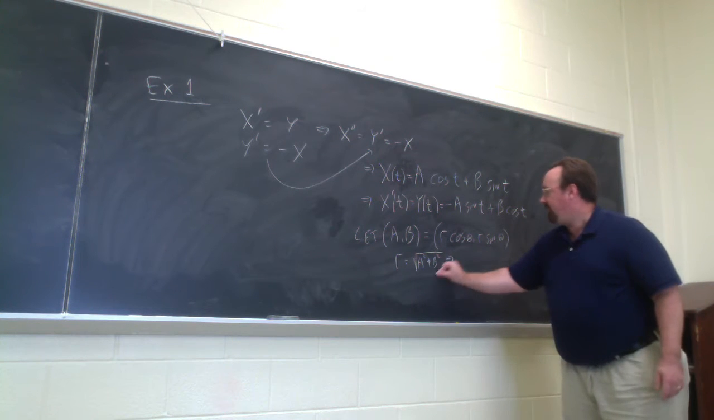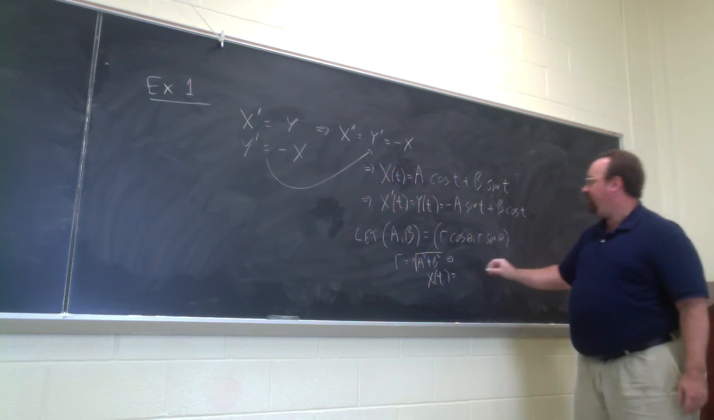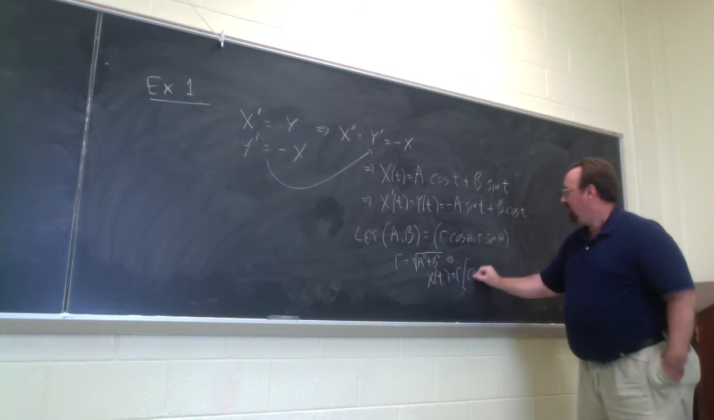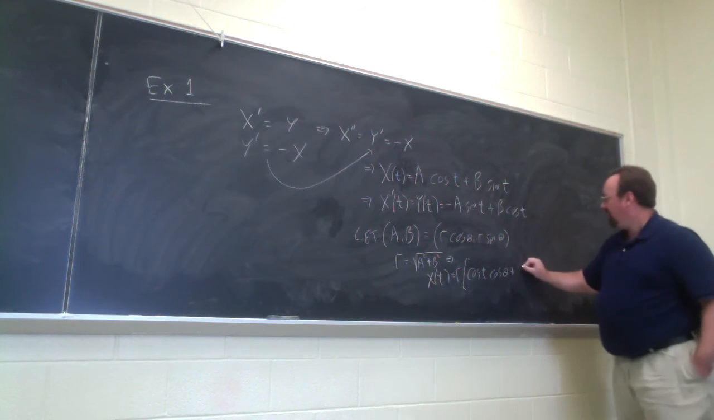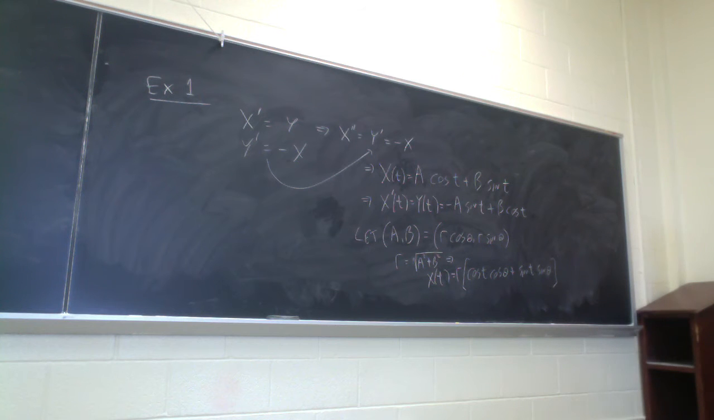Now if I do that, I can write x of t. So I'll factor the r out, and I get cosine t cosine theta plus sine t sine theta. And does anyone recognize this, what you can do with this to simplify it?